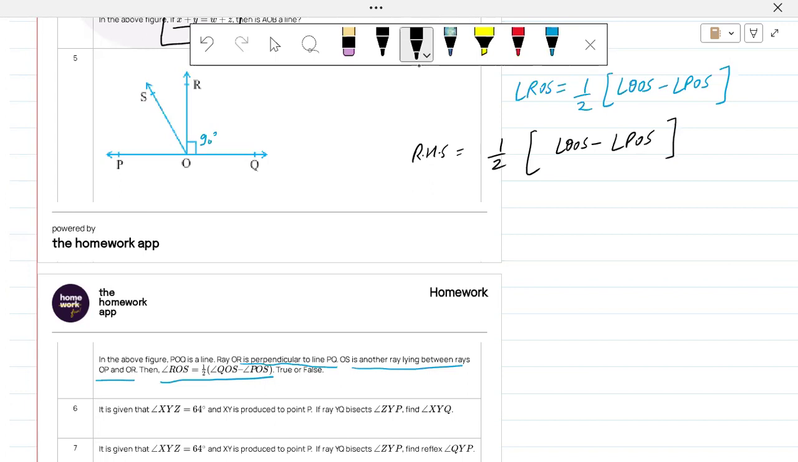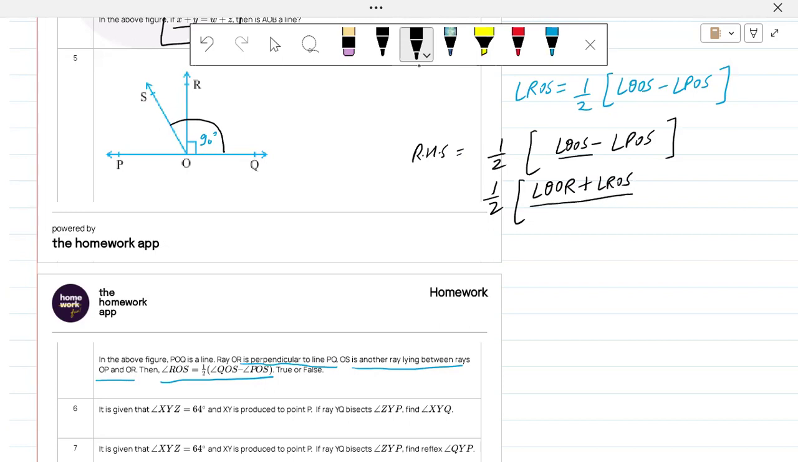How will you prove that? You will write half of angle QOS here. What is angle QOS? This is angle QOS, and it can be split like that. Angle QOS is equal to angle QOR plus angle ROS.